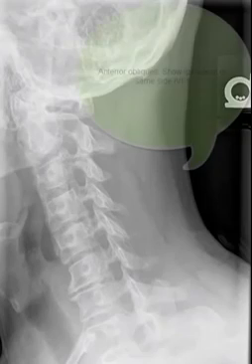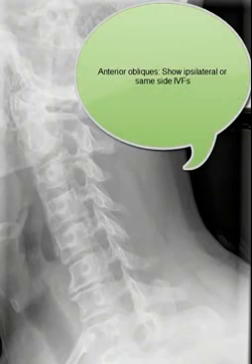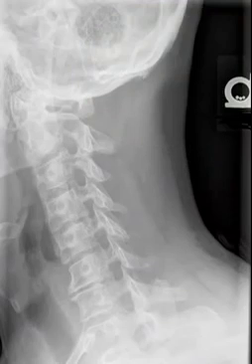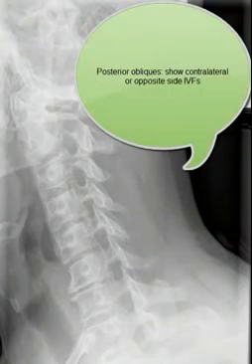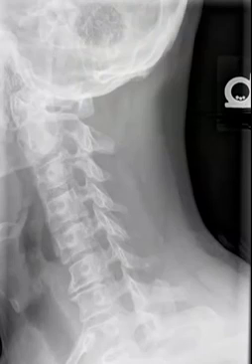In general, anterior obliques show you the same side IVFs, meaning that if you take a right anterior oblique, for example, you'll be visualizing the right IVFs. The opposite is true for the left IVFs in anterior obliques. When we're taking posterior obliques of the cervical spine, you will visualize the opposite, or contralateral, intervertebral foramen. For example, if a left posterior oblique radiograph is obtained, the right IVFs will be visualized. So this is more of a question and answer type situation.